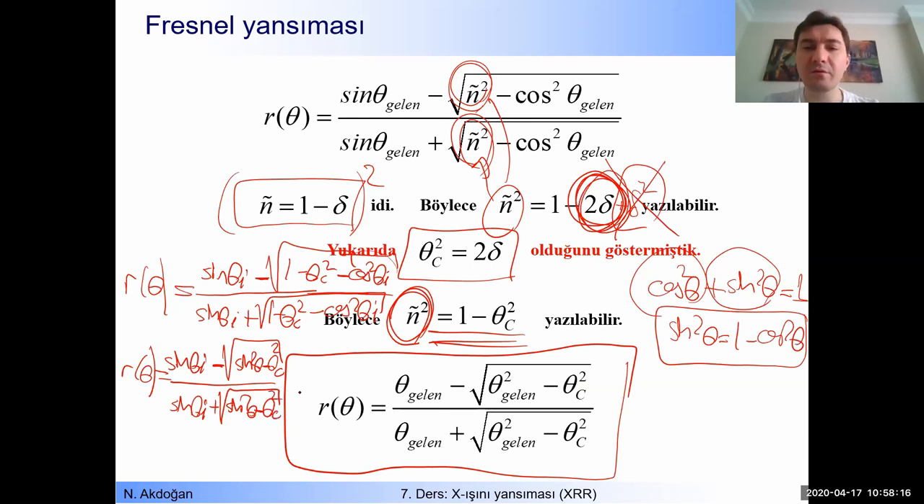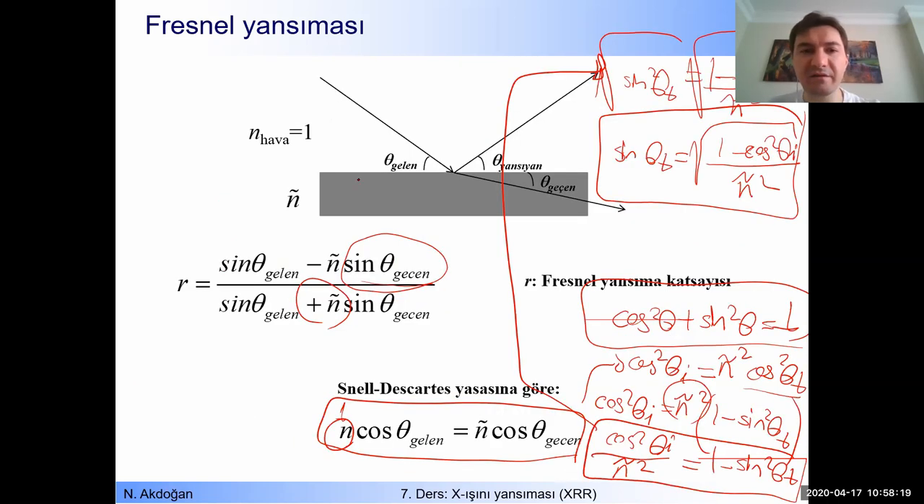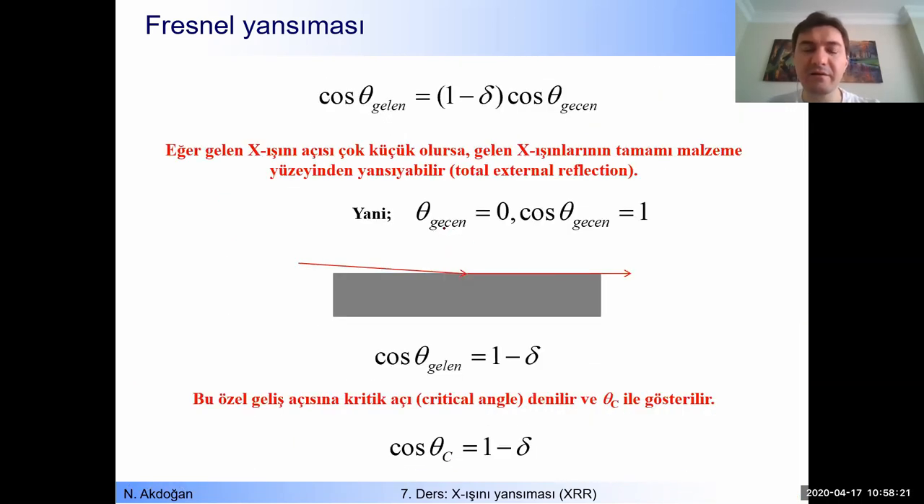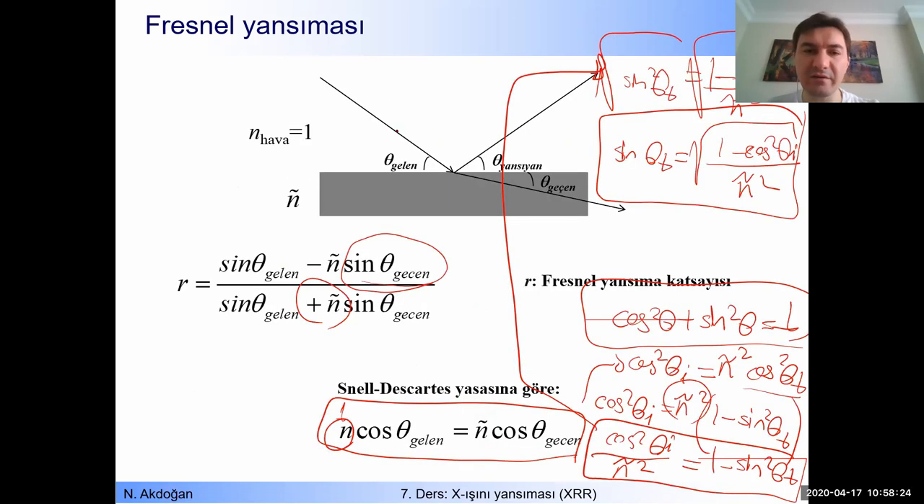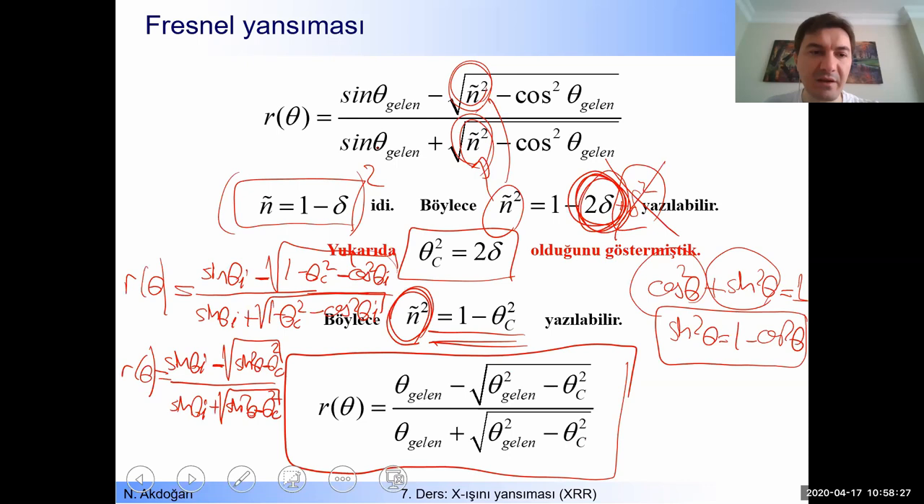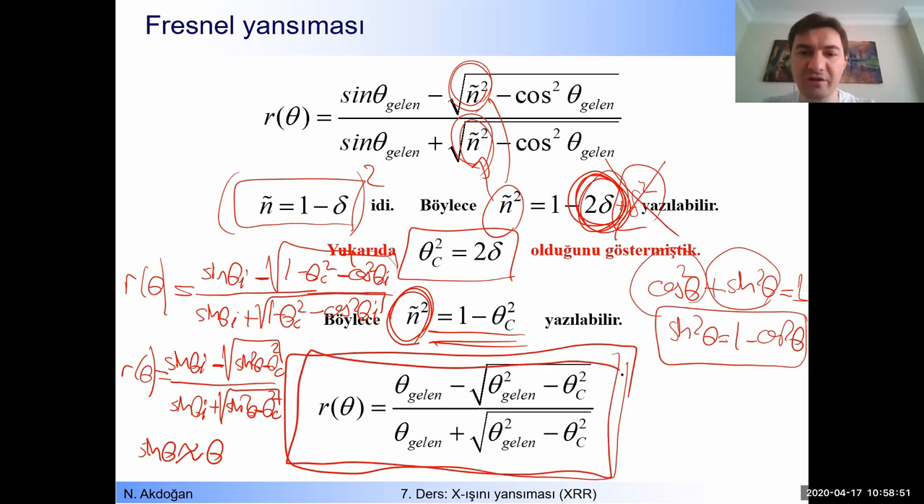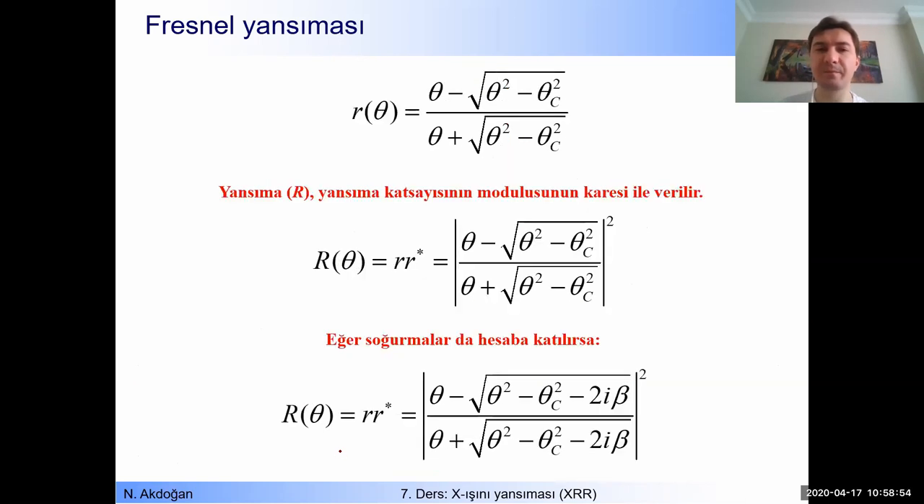Then what I have told you, that this angle is very small. For very small incident angles, I can write that sinus theta is equal to theta, okay? Then instead of sinus theta, put theta. Instead of sinus square theta, put theta square. Here again, theta square, okay? So finally, the Fresnel reflection coefficient expression can be written like this.